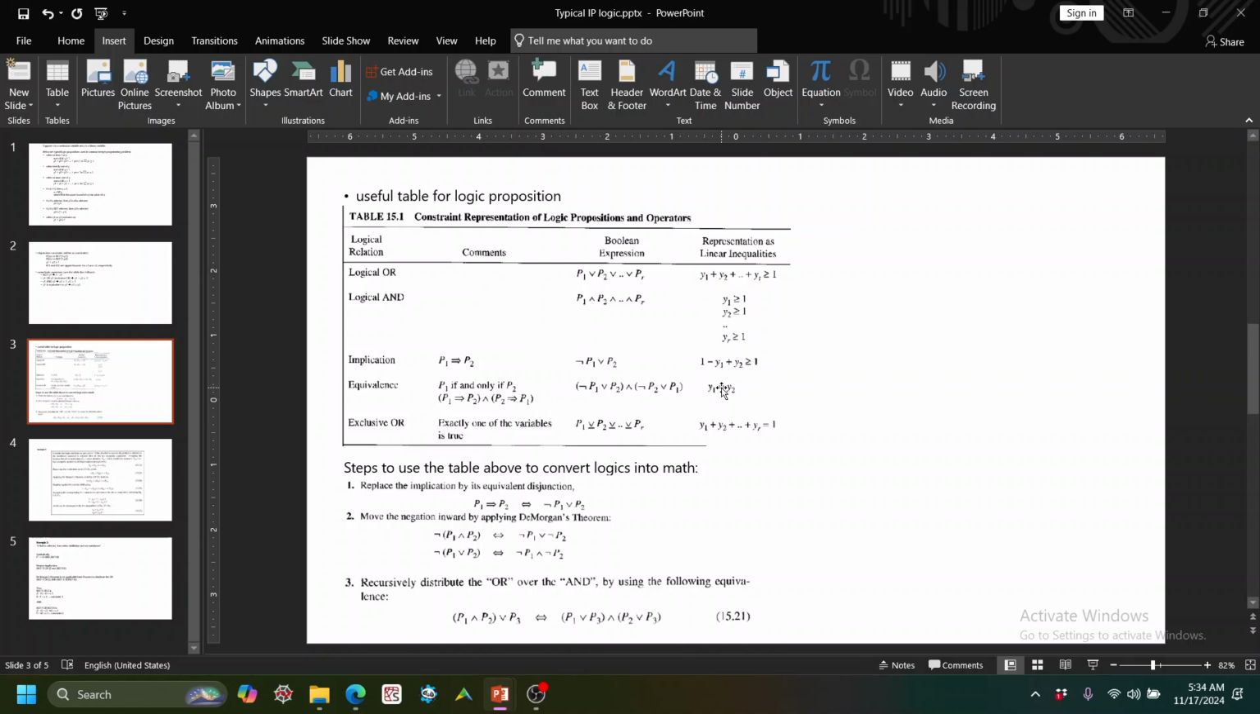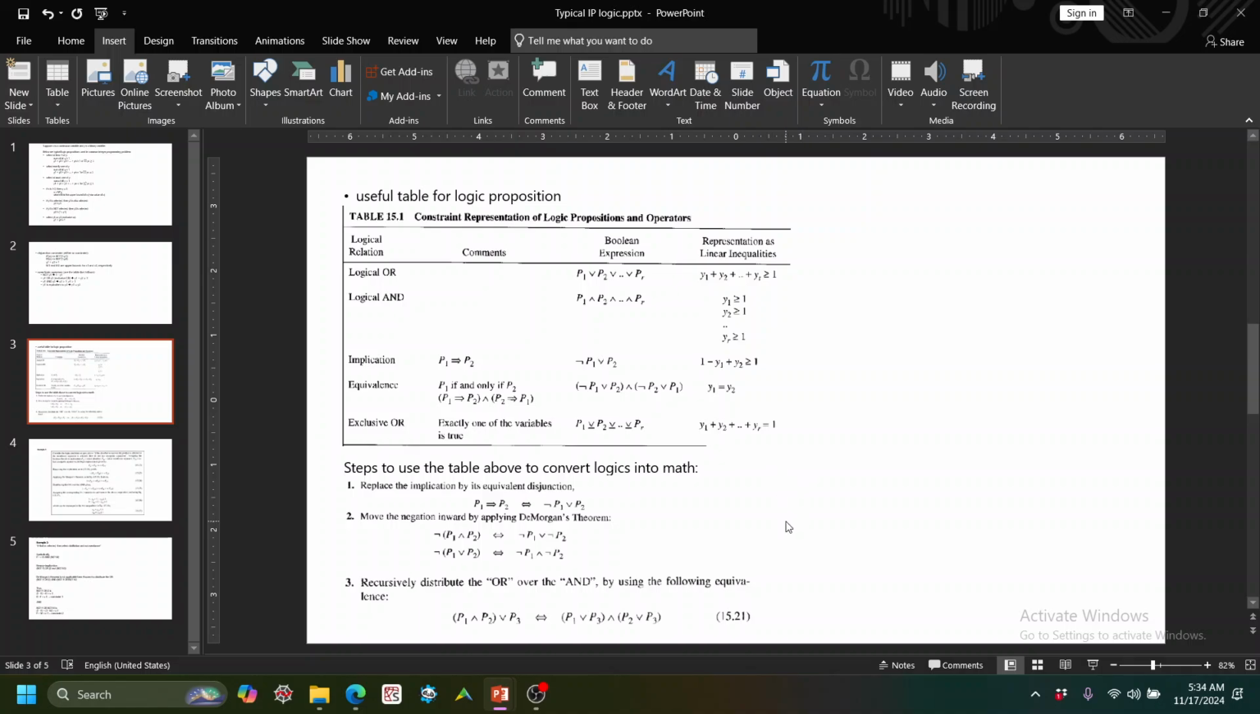And then this is Y1 equals Y2. So if Y1 is 1, Y2 is 1; if Y1 is 0, then Y2 is also 0. And then the exclusive OR, not the logical OR. So exactly one is true, and the summation equals 1, like we have had above.